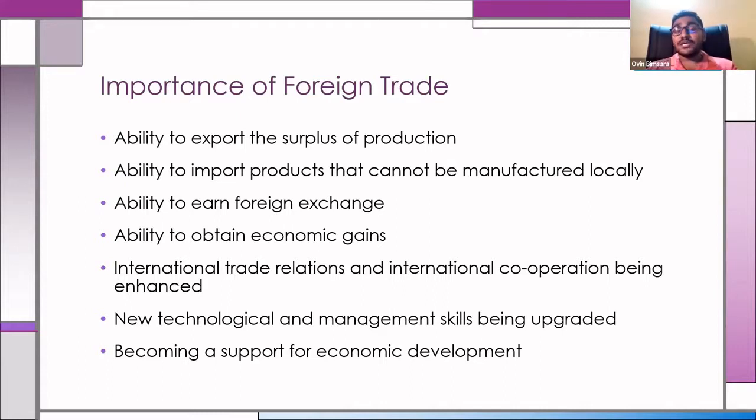Then, ability to earn foreign exchange. When we export tea, we can earn foreign exchange. Ability to obtain economic gains. So this is actually a good situation for any country. Whatever you are good at, do it at the best level, be the specialist in that area and get that brand name around the globe so that you can export that product to any country you want, and finally reach high economic growth with the export you do.